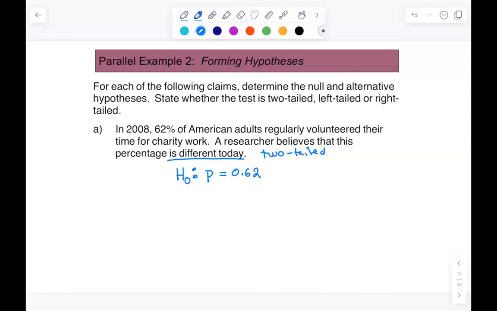My alternative hypothesis is we think it is different today. So different is always the not equal symbol. And it could be either greater than or it could be less than. But we think it's different today. Therefore, we would put a not equal sign. And that's it on at least stating your hypothesis and your alternative hypothesis.